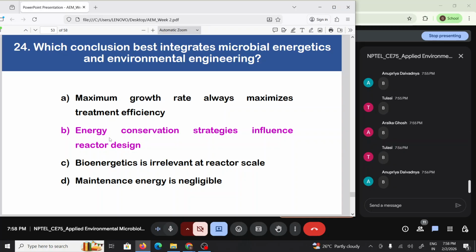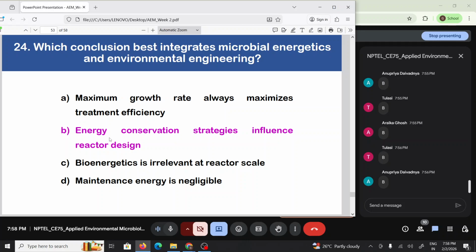And maintenance energy is negligible. No, it is very critical, because first the cell has to survive, and only then can it do any other function that you want it to do. Maintenance energy means the housekeeping energy for the cell to fulfill its basic metabolic needs for survival, and only then can we go about all the treatment processes that we intend to do. So maintenance energy cannot be negligible.